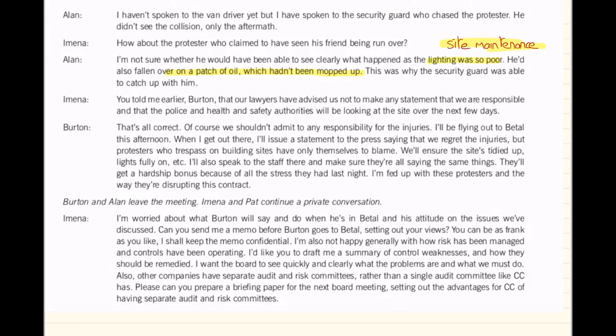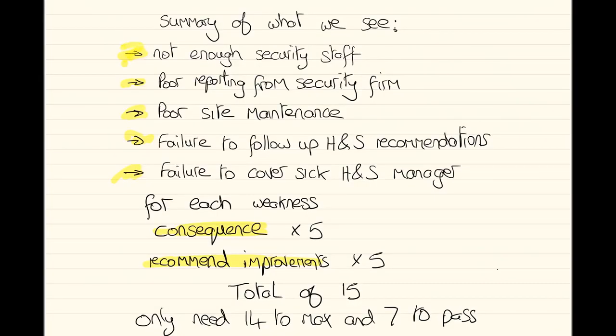So from reading the exhibits, which I would have done in my reading and planning stage, that's what I'm thinking is most relevant. To summarise what we've just said: not enough security staff, poor reporting, poor site maintenance, failure to follow up, failure to cover the sick health and safety manager. There are 5 points there. For each one, I'm going to talk about a consequence. I'm going to recommend improvements. For each of those, I'm going to get 1 for stating the weakness, 1 for talking about the consequence of that weakness, and 1 for a recommendation of improvement. So for each weakness I state, there's potential 3 marks.